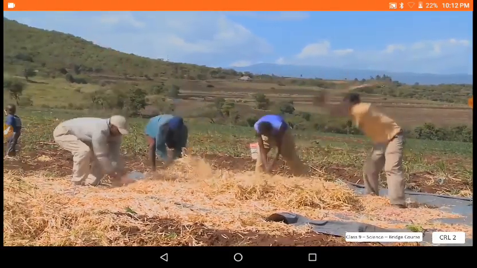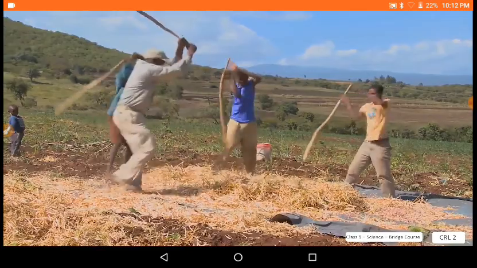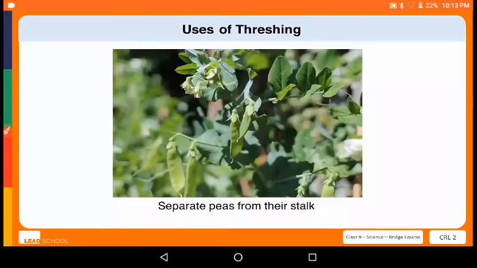Here, we can see how farmers use threshing to remove grains from the plant. It is used to separate wheat, peas, and soybean from their stalks.